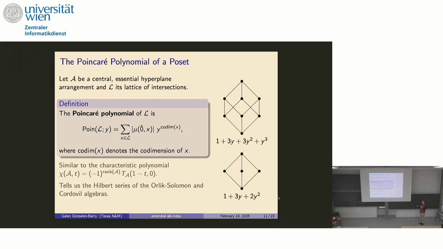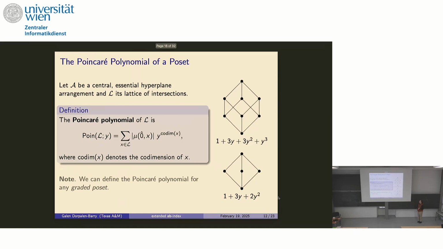When we talk about rank, I'll say this more formally a little later, but the point is these have a unique minimum and maximum element because they're central hyperplane arrangements, and all the chains between that minimum and maximum have the same length. I think we've seen this a couple of times already in the talk.